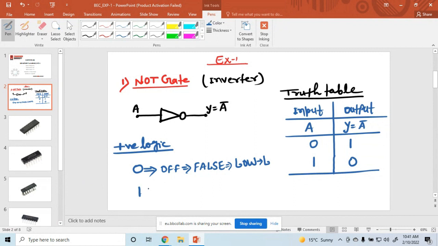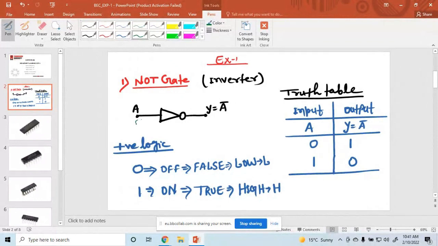And if it is 1, that means on, that means true, that means high, or simply you can denote it by capital H. This is called positive logic. Are you understood? Or do you have any doubts, any confusion? For example, suppose, sir.